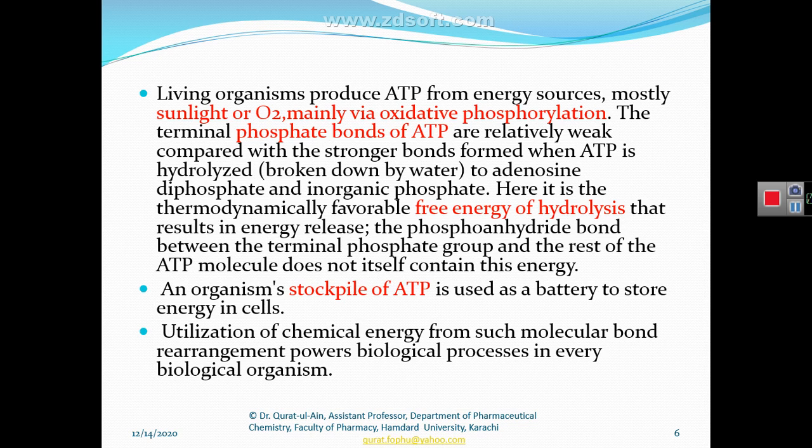In our previous lectures we have already discussed that in living organisms, the ATP is produced by different metabolic reactions, and via sunlight or via oxygen. So in our coming lecture we will be studying how ATP is synthesized in the living organism.